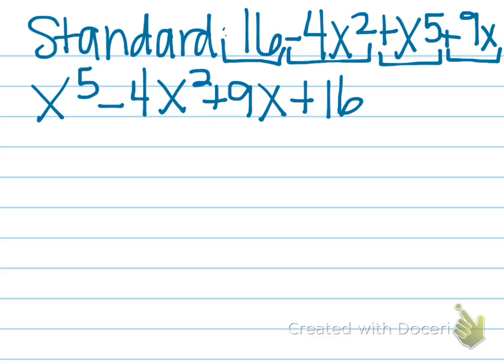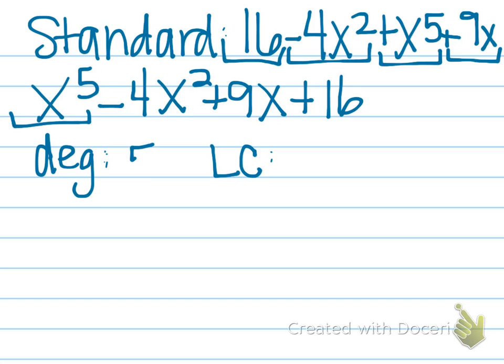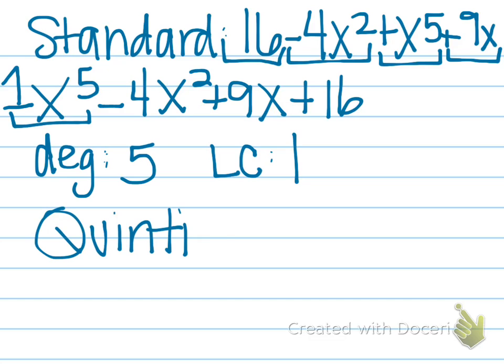Can you identify for me, 1, the degree of this polynomial, and 2, the leading coefficient? So what is the degree and what is the leading coefficient? The degree is 5 because that's the term that has the highest degree. And the leading coefficient is 1 because there's a positive 1 hidden out in front. So if I wanted you to classify this polynomial, you would say, since the degree is 5, it is a quintic polynomial because it has 4 terms.